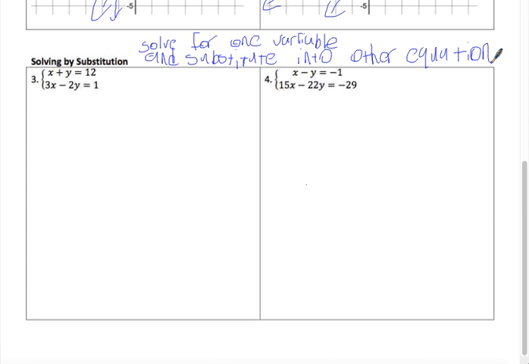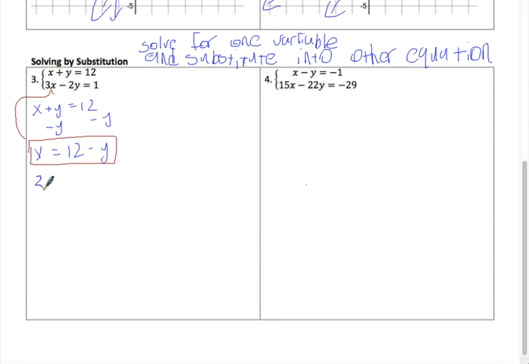So what that looks like is, right here we have x plus y equals 12. It doesn't matter which, but I'm going to subtract y from both sides. Now I have x equals 12 minus y. And then I'm going to take this, x equals 12 minus y, and substitute it into my second equation in place of x. And what that does is it gets rid of a variable for me. So now I'm going to have an equation that only has one variable.